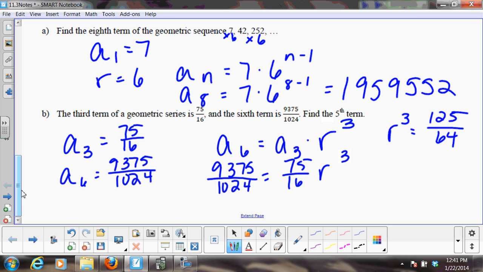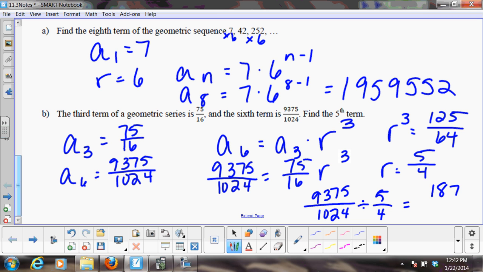We're thinking about things to the third, what to the third, and what fraction to the third would give us 125 over 64, and this is 5/4. So r is 5/4. So since we actually have the sixth term, we could just divide it by 5/4 and get the fifth term, since we're going backwards. And we get 1875 over 256.